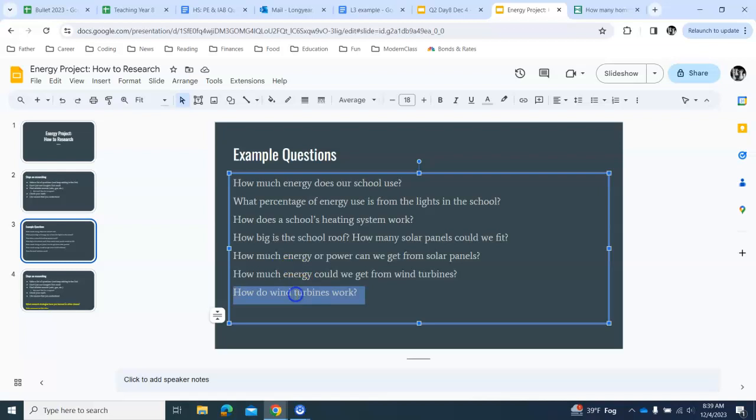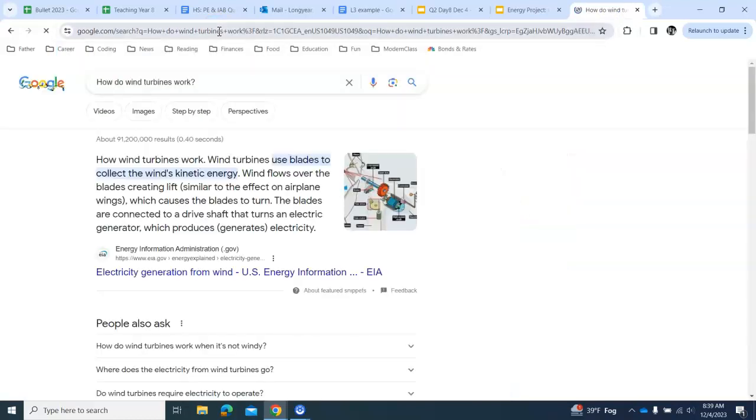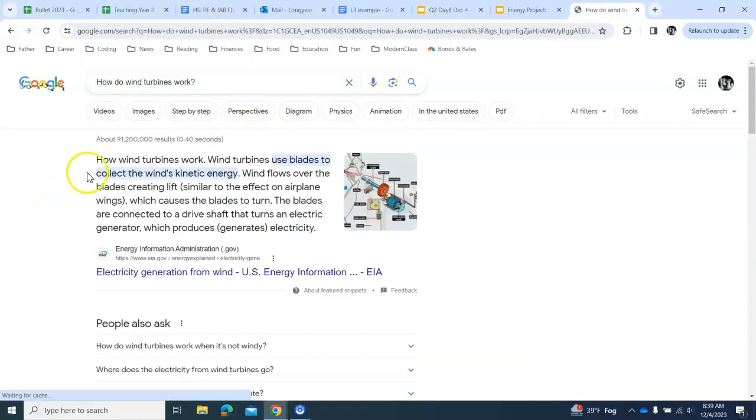Well, how about this? How do wind turbines work? If you don't really know how they work, it might be kind of hard to understand how their energy works. So this is from a .gov website. This first blurb might be a good place to start, but it might not be the only answer I go after.